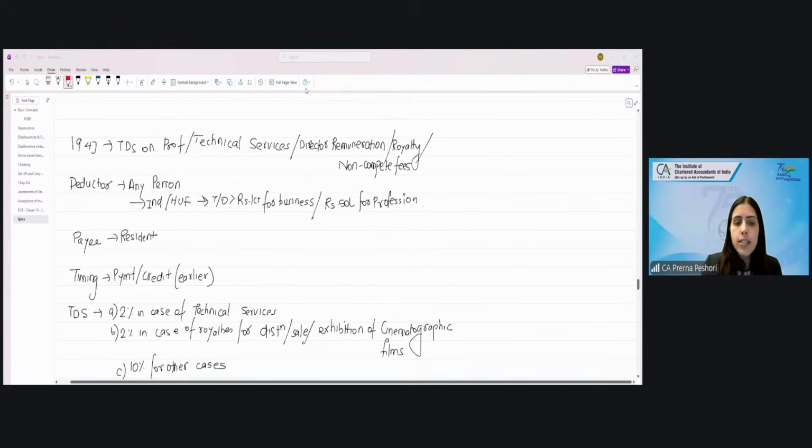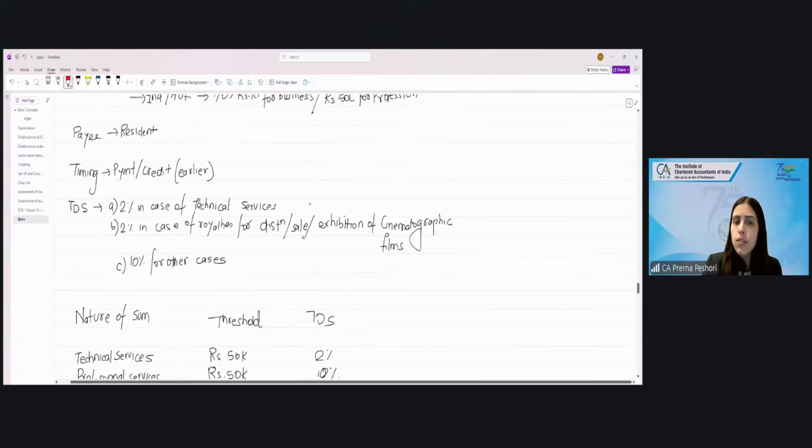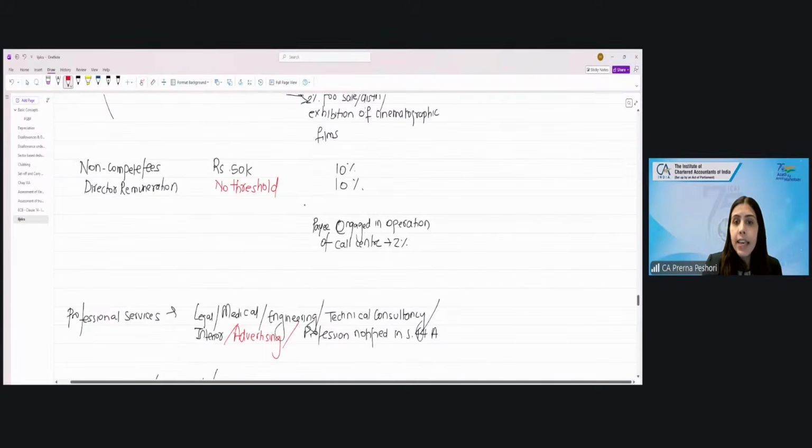What is the TDS rate? 10% is the TDS. 2% in case of technical services, 2% in case of royalties for distribution or sale or exhibition of the cinematographic film, and 2% if the payee is engaged in the operation of call center. In that case also, the TDS is 2%.